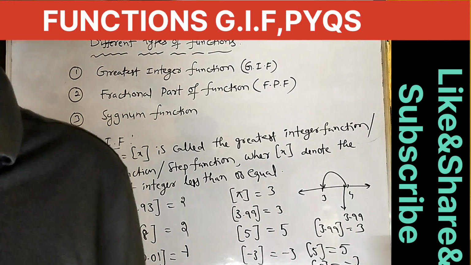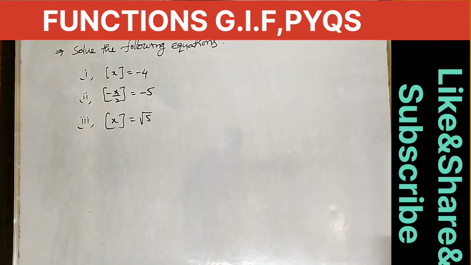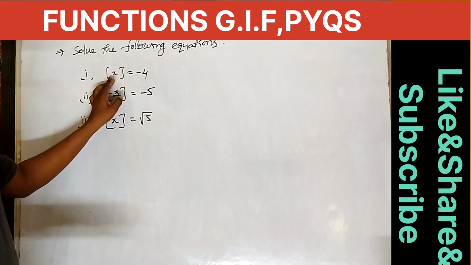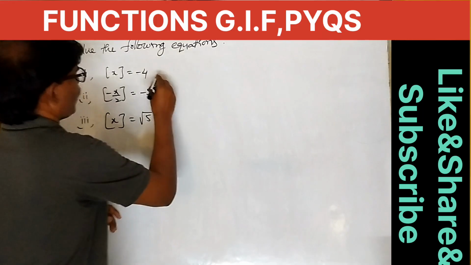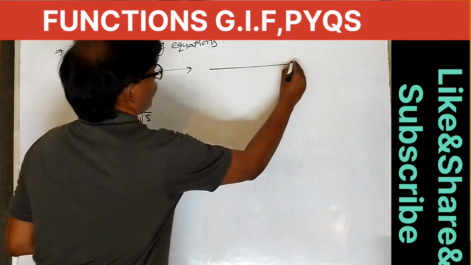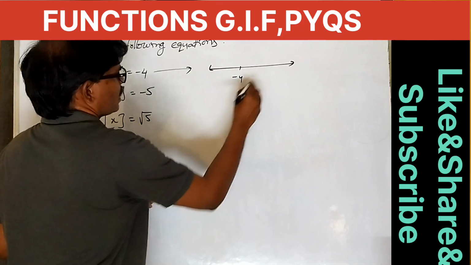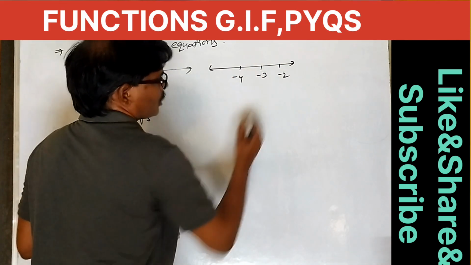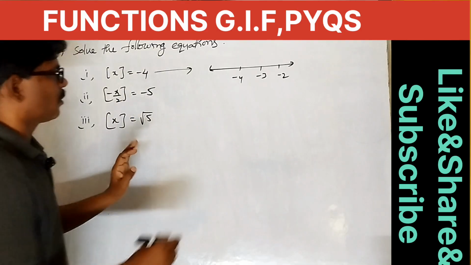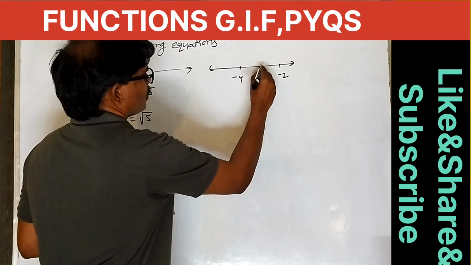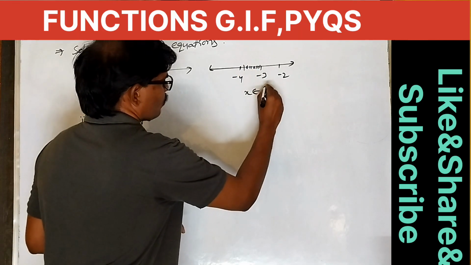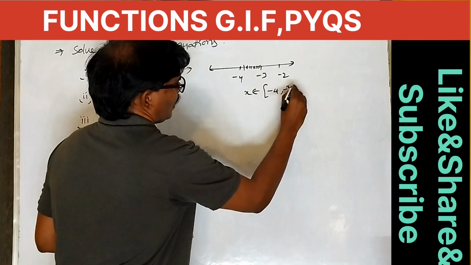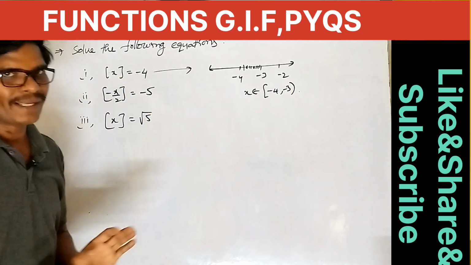Okay, next one more example. Solve the following equation: step of x is equal to minus 4. Take the number line, with minus 4, minus 3, minus 2. Step of x is equal to minus 4 means the value is minus 4. What is the x value? X belongs to the interval closed at minus 4 and open at minus 3, that is minus 4 to minus 3, open interval.